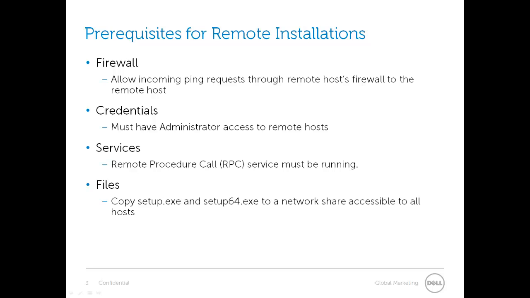Prerequisites for remote installations. On your firewall, you have to allow incoming ping requests through the remote host's firewall to the remote host. You must also have administrator access to the remote hosts on which you are installing the Host Integration Toolkit. The remote procedure call service must be running on the remote hosts. Also, the setup packages, setup.exe and setup64.exe, must be copied to a network share that is accessible to all of the remote hosts.